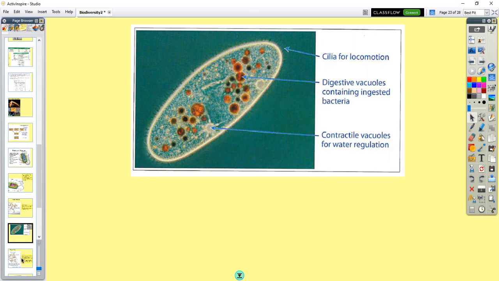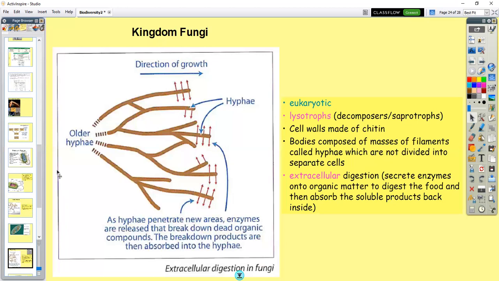Okay, the next one then is looking at kingdom fungi. Again, it's eukaryotic in terms of its cell makeup. It's a saprotroph, which means that it's a decomposer. It has cell walls which are made of chitin. They tend to be multinucleate, and they produce hyphae, which we can see on the left here, which is how it spreads around.